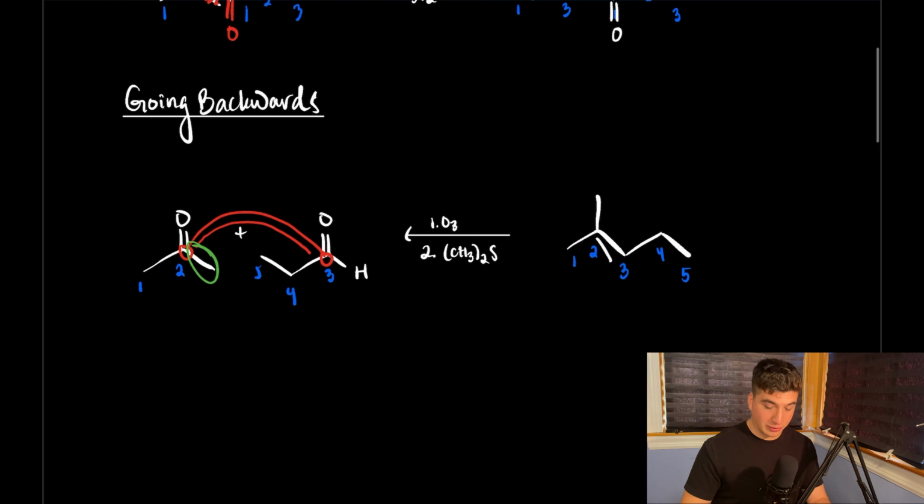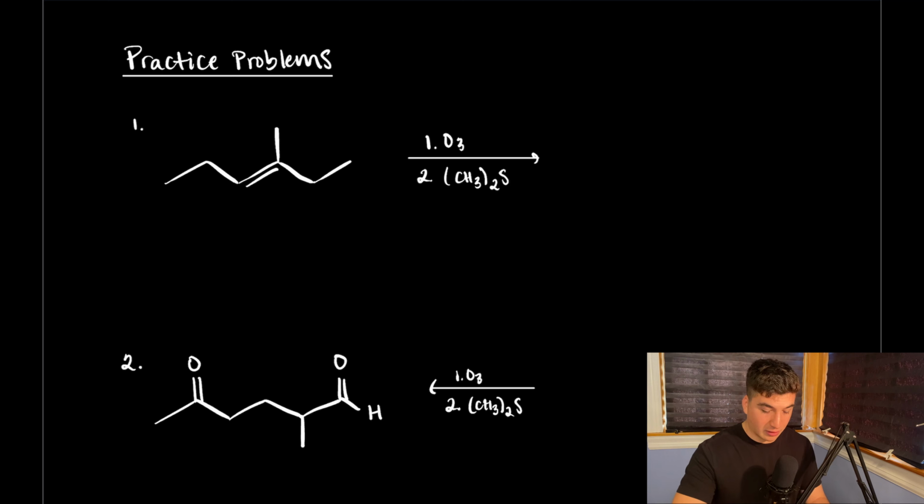So now I'm going to have you guys do 2 practice problems to try this out for yourself. So this first one is going forwards. Just pause the video and try this one out. Alright, so let's go over it. Find your double bond. Remember, cross it out. Double bonded oxygen on both sides. And now we want to number.